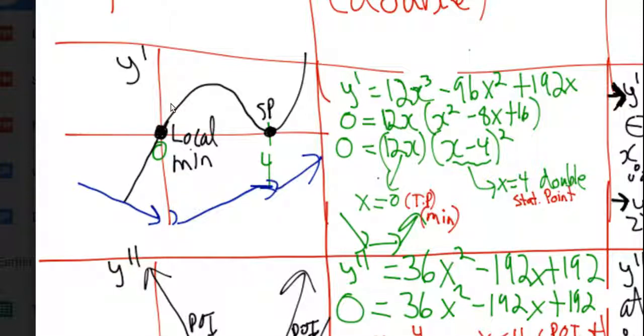And then the y value on this graph between 0 and 4 is positive. Therefore, the slope in the original function is positive. Then it goes horizontal at 4, and then the slope remains positive. And that's why it's a stationary point. There's no change in sign of the slope. Okay, the slope goes positive, 0, positive.